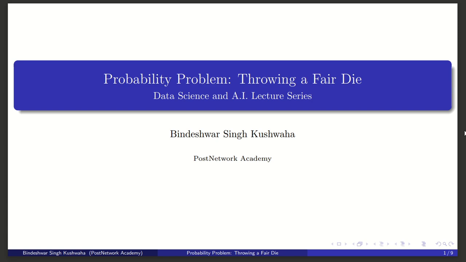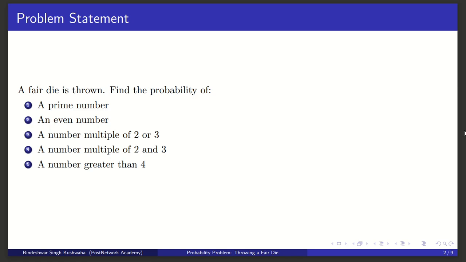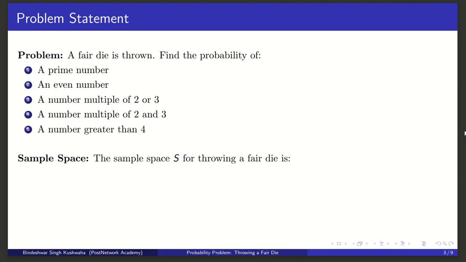So let's explore the chances of different outcomes when rolling a fair six-sided die. A fair die is thrown and the problem is to find the probability of the first question, a prime number; second problem, an even number; third problem, a number multiple of 2 or 3; fourth problem, a number multiple of 2 and 3; and a number greater than 4. So let's get started.